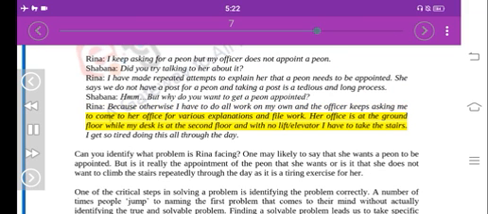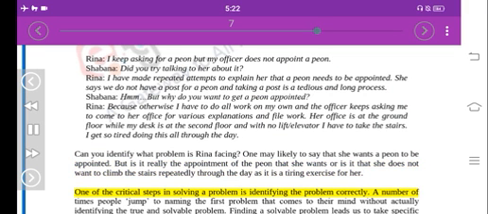Her office is at the ground floor while my desk is at the second floor and with no lift or elevator I have to take the stairs. I get so tired doing this all through the day. Can you identify what problem Rena is facing? One may be likely to say that she wants a peon to be appointed. But is it really the appointment of the peon that she wants, or is it that she does not want to climb the stairs repeatedly through the day as it is a tiring exercise for her?